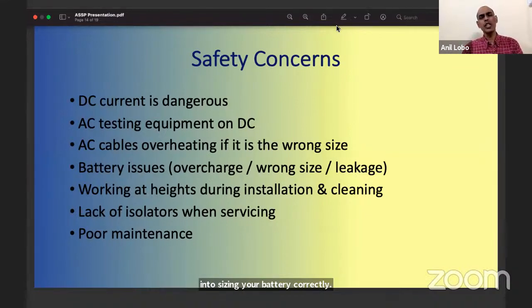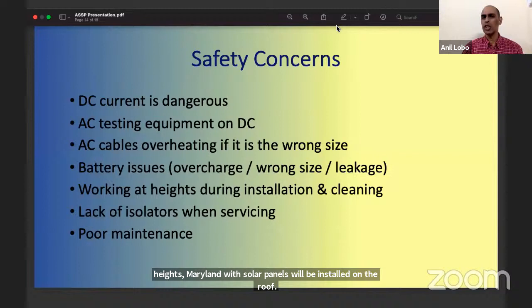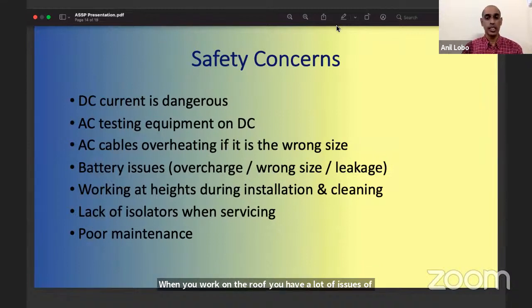The next thing we have to look into is working at heights. Now remember, solar panels are going to be installed on the roof. When you work on the roof, you have a lot of issues of working at heights. You can slip and fall, and equally important is not only you falling from the roof, you could drop something on the people below, especially some of the tools, or maybe even the panel itself, or the supporting structure can fall on the people below. So you have to be very careful when you're working at heights.